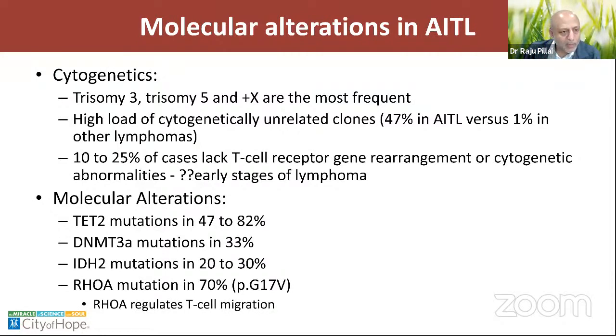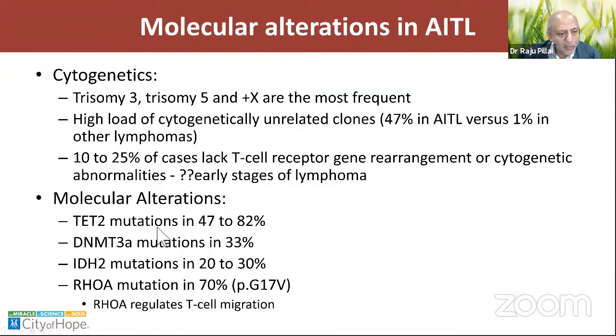If you were able to look at the tumor cells individually, that is very unusual in lymphomas. Usually it is the same clone that's expanding, but in AITL, you get a lot of unrelated clones. And 10 to 25% of cases are even molecular negative or cytogenetically negative. Now, this is thought to be a lymphoma in evolution. It's slowly becoming a lymphoma, so it has not become a single dominant clone yet.